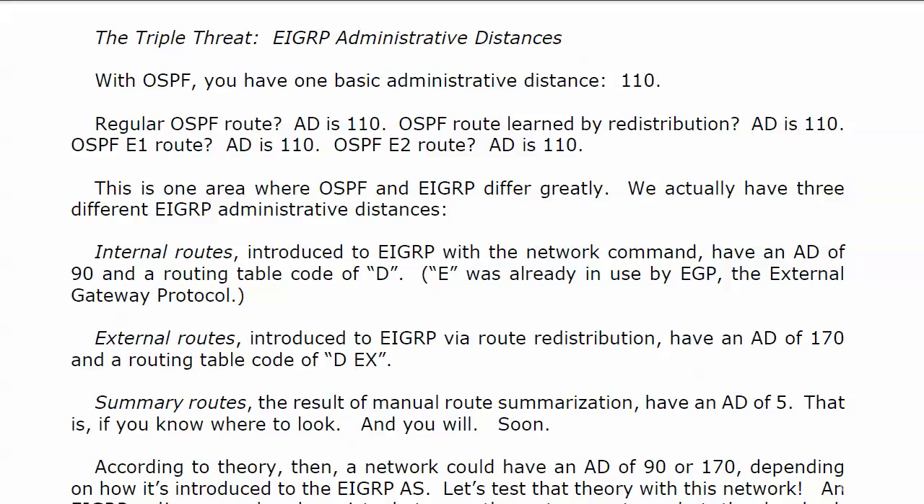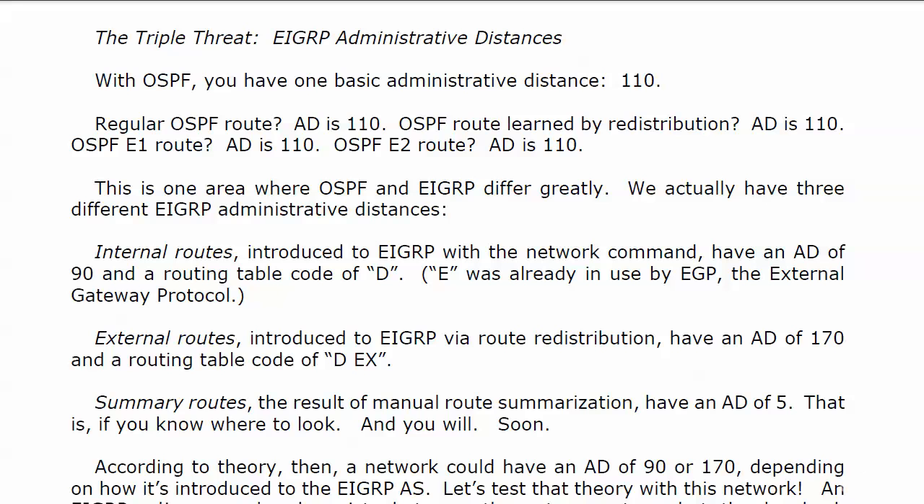As I mentioned at the end of the last video, with OSPF, we've got a basic AD of 110, and that's it. We have a regular OSPF route, it's got an AD of 110. The route was learned by redistribution, AD is 110. Is it an E1 route? Is it an E2 route? Doesn't matter, as far as the AD goes, because it has an AD of 110. If you don't know what an E1 or an E2 route is, we're going to change that in the OSPF section.